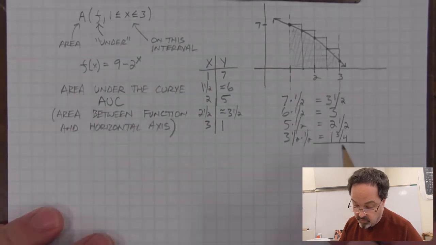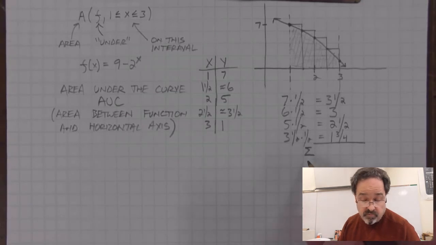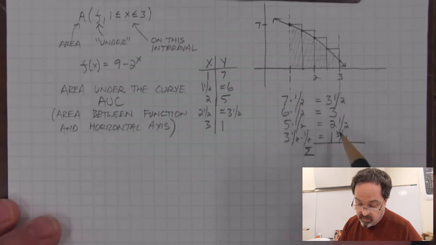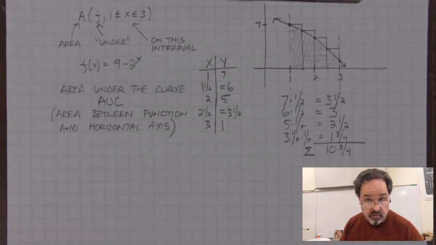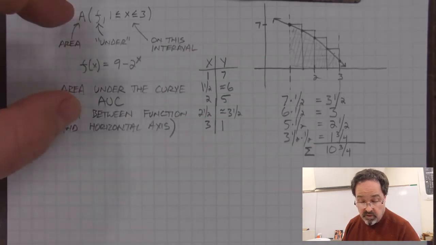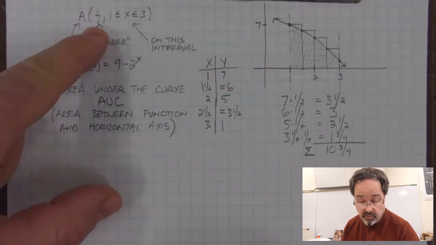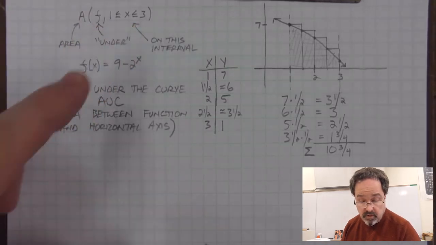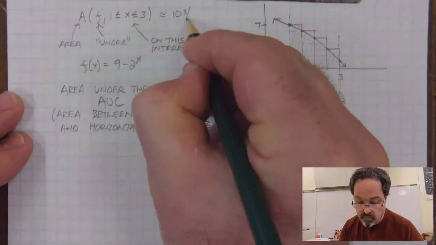These are the areas of my rectangles. And if I add them all together or sum them up, I'm using sigma to stand for the algorithm of sum. I add these 4 areas together to get 10 3/4, which is an approximation of the area under the curve. If this notation stood for the question or the project of finding the area under F on that interval, then I could say that this is approximately 10 3/4.